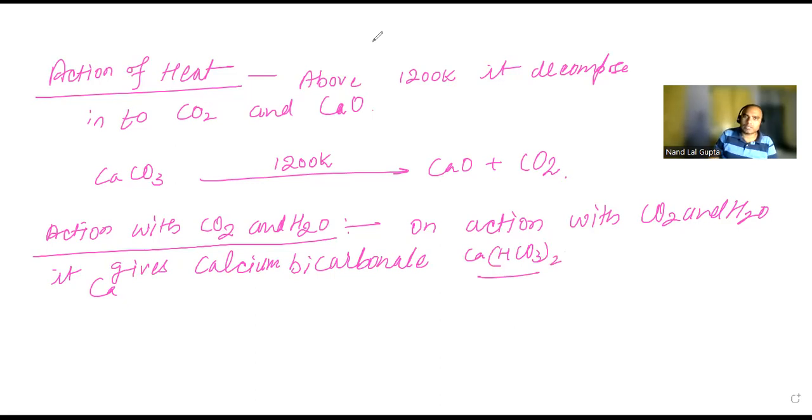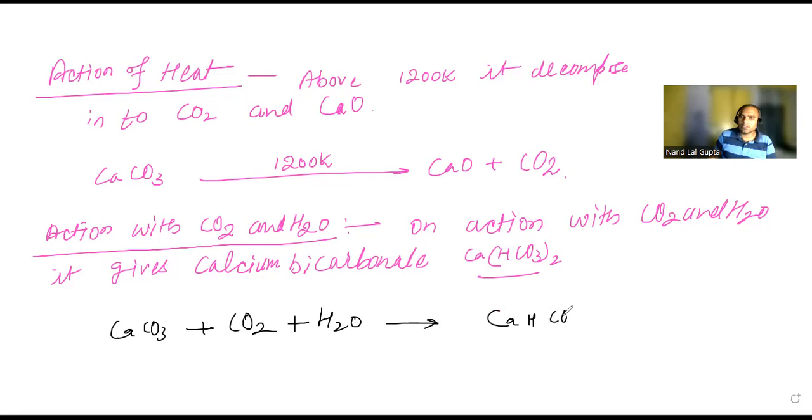Now let us try to understand the equation. What can be the equation here? Here CaCO3 is there. You add CO2 plus H2O, so it is going to give Ca(HCO3)2. This is twice. Calcium carbonate is CaCO3.